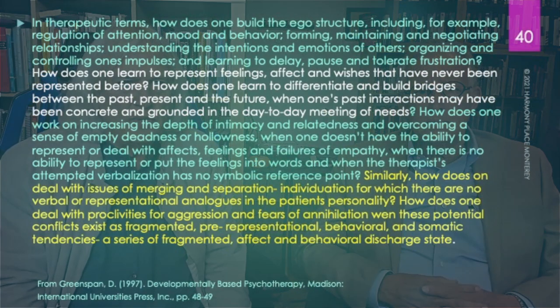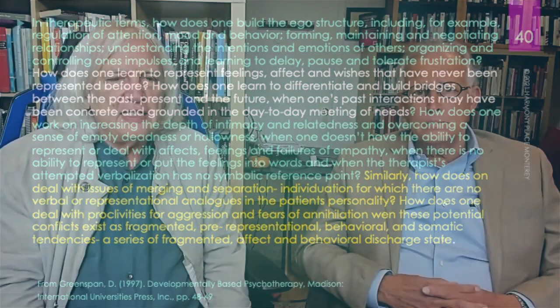This slide then summarizes all that I've already said. So let me just read it one more time, which is: how does one build the ego structure of attention, mood, maintaining and negotiating relationships, understanding the intentions of self and others? This is metacognitive therapy. Metacognitive therapy is knowing the mind of self and the mind of others, and it's much more complicated than we've ever thought of it.